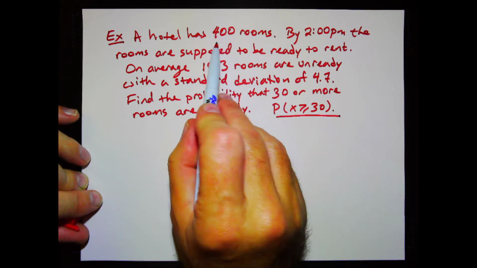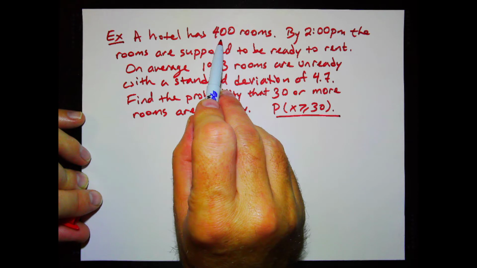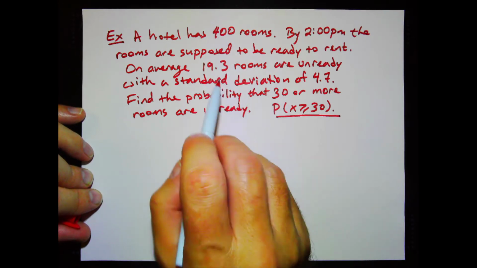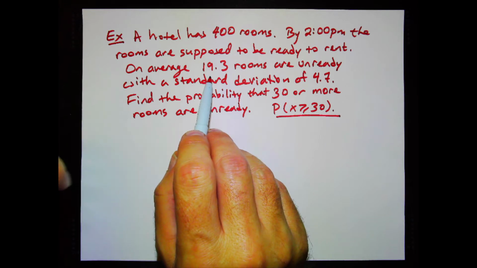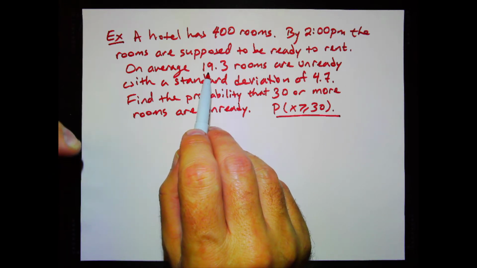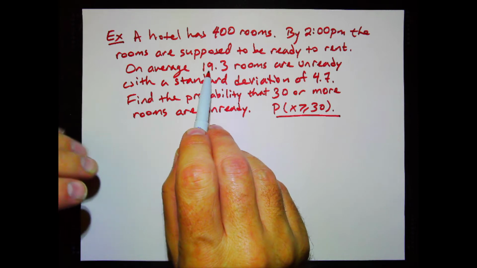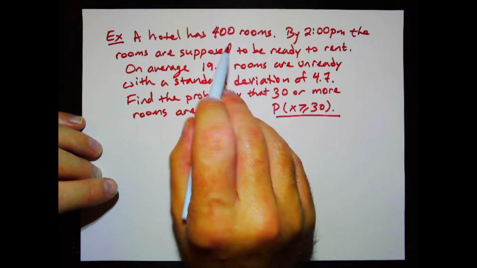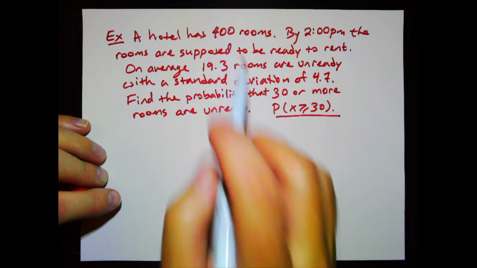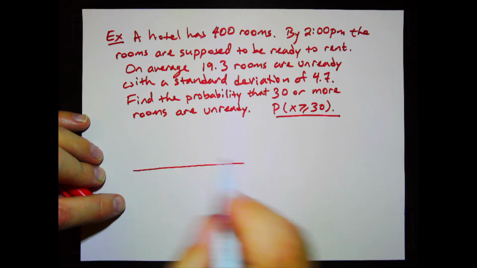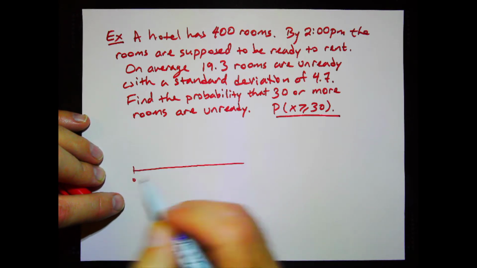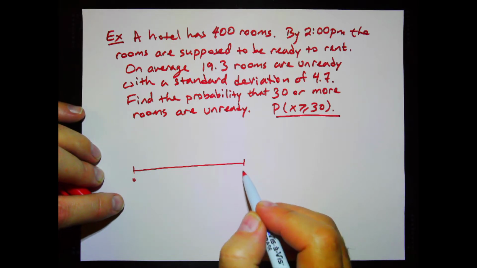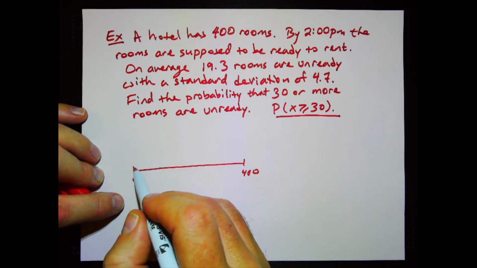So this is basically a binomial experiment with the number of trials equal to 400. The probability of success, I guess you can define success to be the room is unready. The probability of success would be 19.3 divided by 400. However, because n is so big, it's possible to essentially approximate what would normally be something that would go from 0 to 400 by something that is relatively normal.